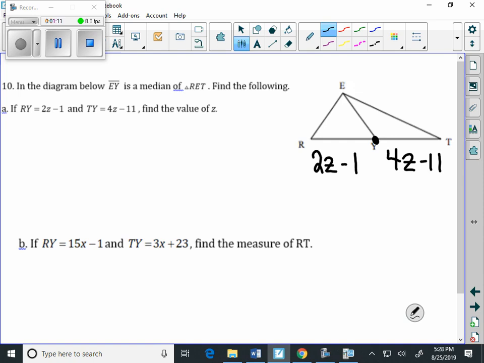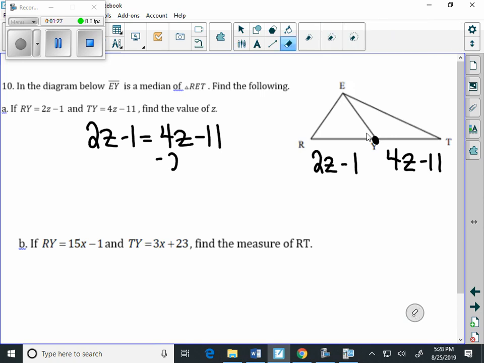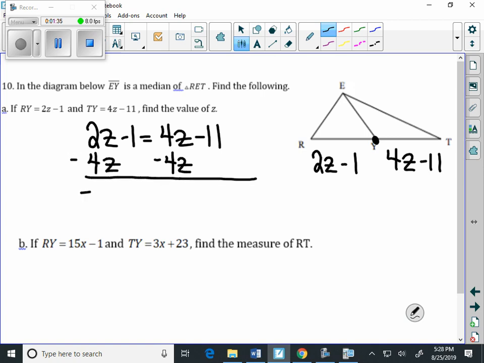But knowing that the median hits at the midpoint, we're going to take 2Z minus 1 and set it equal to 4Z minus 11. Solve it the way your Algebra 1 teacher taught you. And I'm going to subtract 4Z from both sides. I'd like to move my letter to the left. And we get negative 2Z minus 1 equals negative 11.